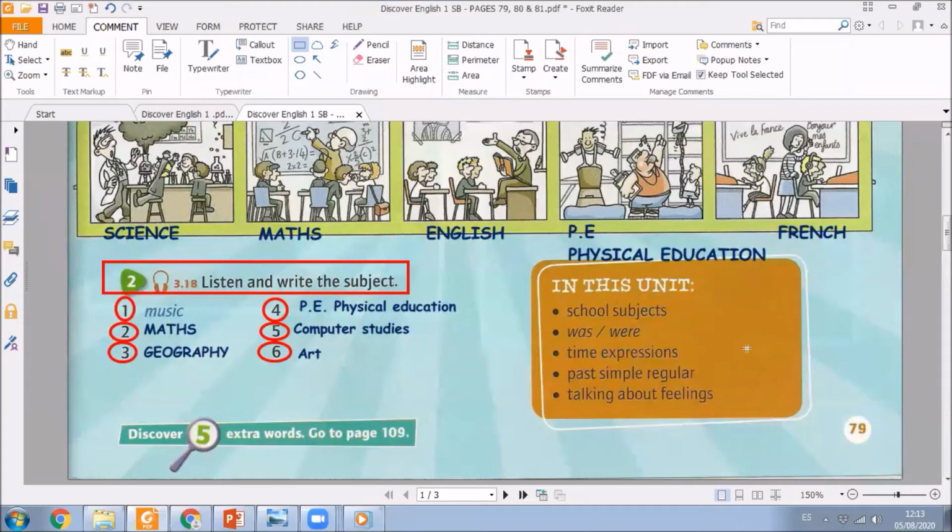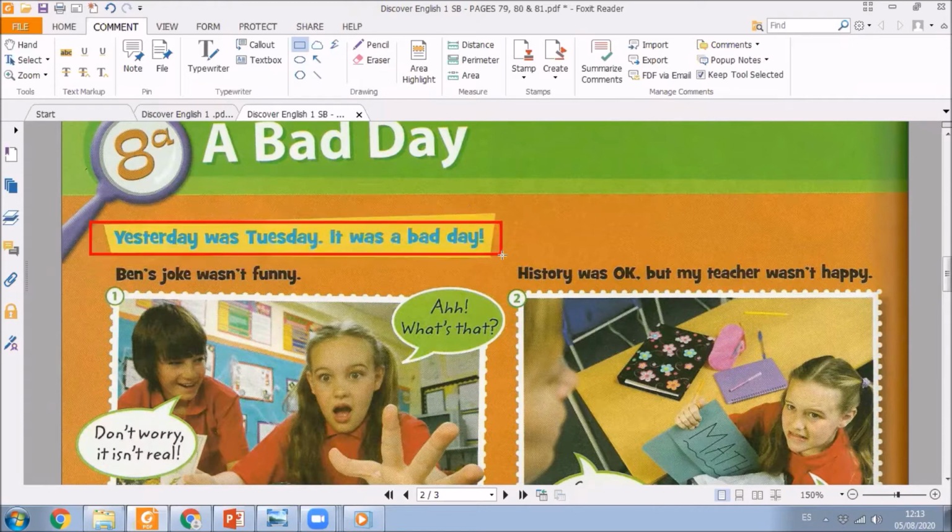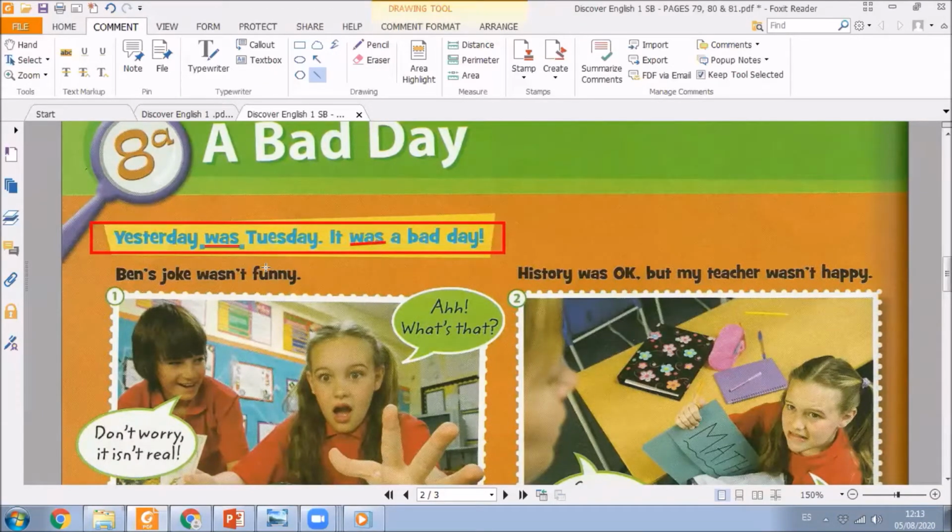Well, we finished with the exercise from page 79, all right? So now we are going to continue with page 80, all right? Here we have a story, okay? The name of the story is A Bad Day. Yesterday was Tuesday. It was a bad day, okay? Estamos hablando del pasado acá. Yesterday was Tuesday, okay? Ayer fue martes. So, let's read it, okay?